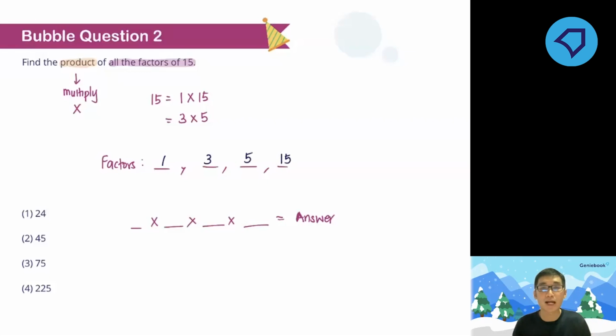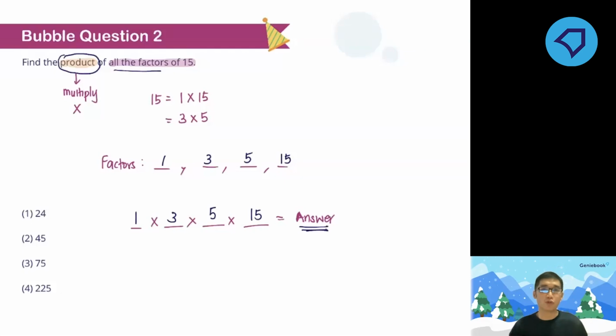Okay, clear? Anyone not sure how to find the factors of a number so far? So 1, 3, 5, and 15 are the factors of 15 because they can divide 15 exactly, and there's no remainder. So 15 divided by 1, 15 divided by 3, 15 divided by 5, and 15 divided by 15 all give me no remainder. But that's not all to the question. Why? Because there's this word product of all the factors. So now that we have gotten all the factors, we need to multiply them together. So we're going to take 1 times 3 times 5 times 15 to give us the answer.